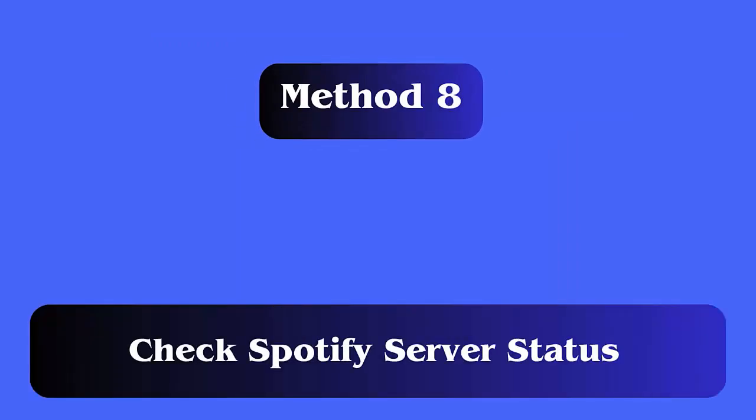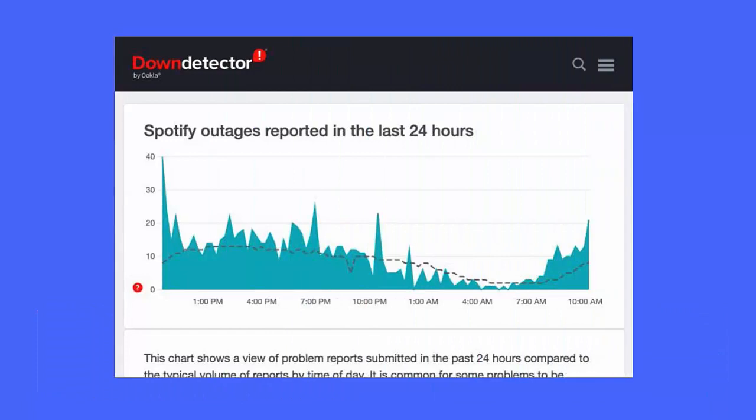Method 8. Check Spotify server status. In some cases, the app or its features do not work when there is a server outage. You can know the current status of the server by visiting the Down Detector website or its social media platform.